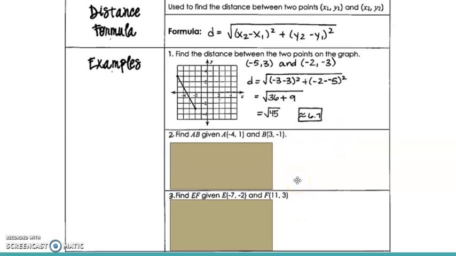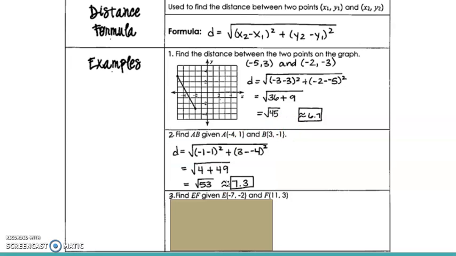Number 2, we're again going to plug our 2 points into the distance formula, and we are going to solve. Again, always doing our parentheses underneath the square root first. We get 4 plus 49, and we get the square root of 53. And again, using Desmos, we find that that's approximately 7.3. These squiggles mean the approximately. It's not exactly equal to 7.3, but it's pretty close.